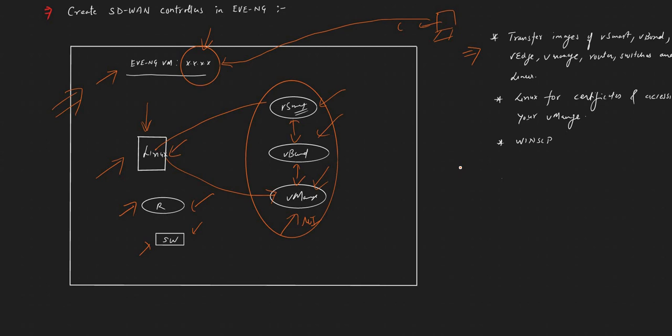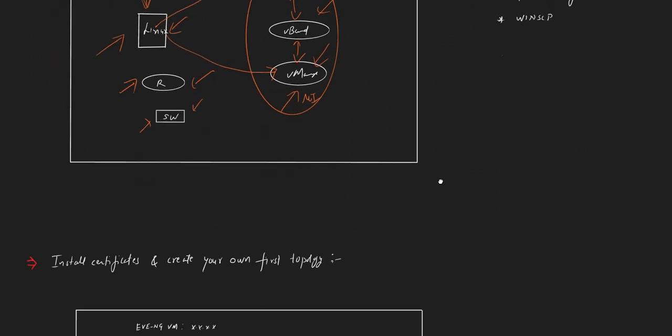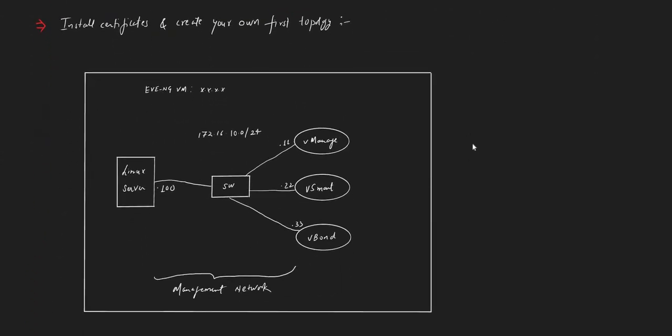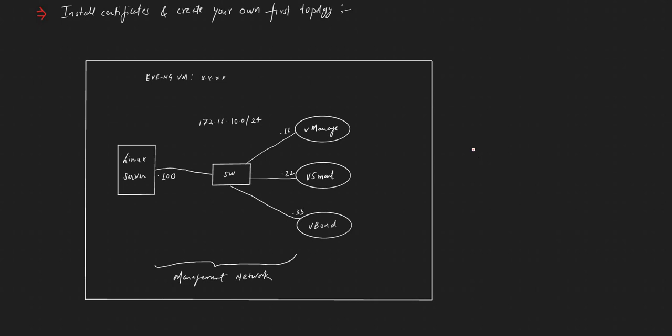Once you have copied all your images, what we are going to do next is create a simple topology in which we will have vManage, vSmart, vBond, one switch which is going to connect with all these things, and one Linux server. The reason I have come up with this setup is that I want to access the vManage UI from the Linux server. So I have put everything on the same network. You can say this is going to be my management network, so these interfaces of vManage, vSmart, and vBond are going to be your management interfaces.